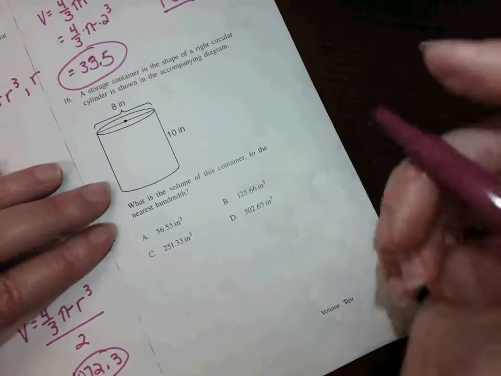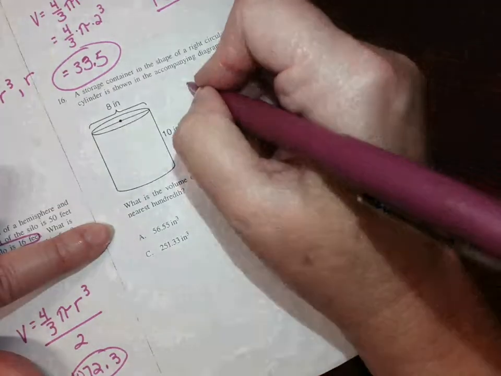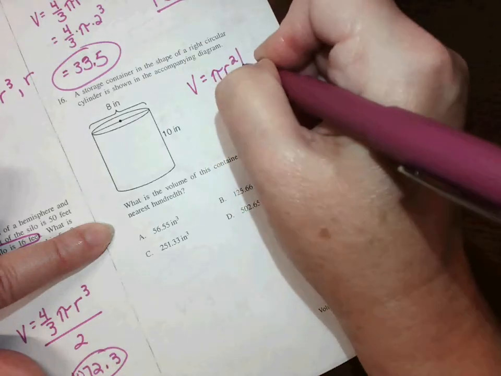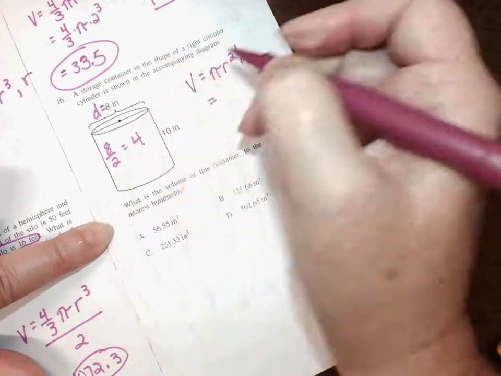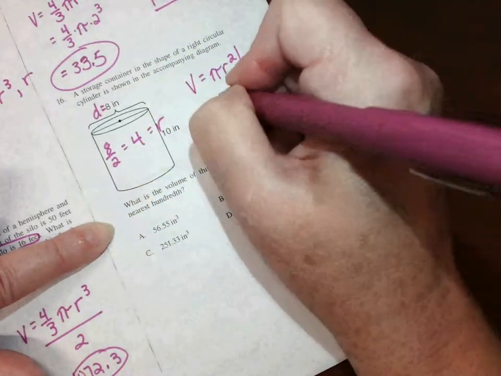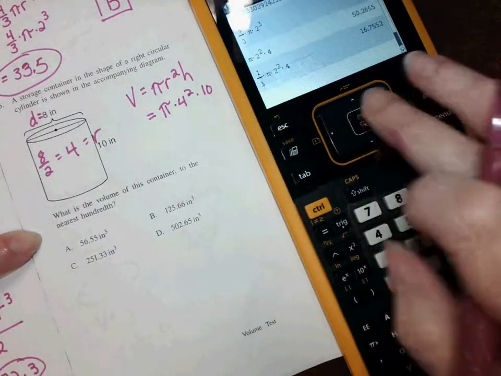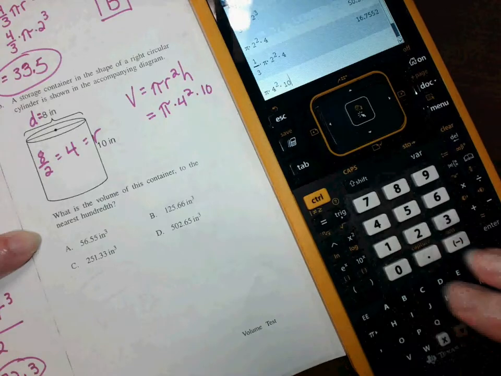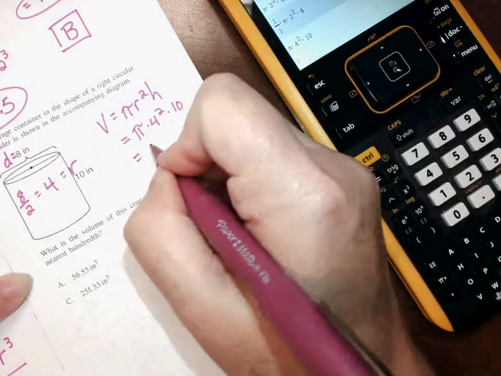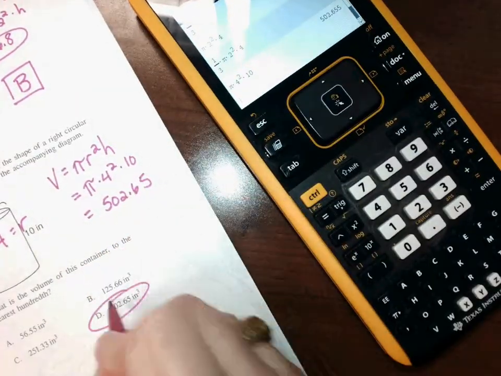Okay. Number 16, a storage container in the shape of a right circular cylinder is shown in the accompanying diagram. What is the volume? Cylinder, pi r squared h. This is my diameter. I need to divide that by 2 to get my radius. So pi times 4 squared times 10. That equals 502.6. There's my answer right there.